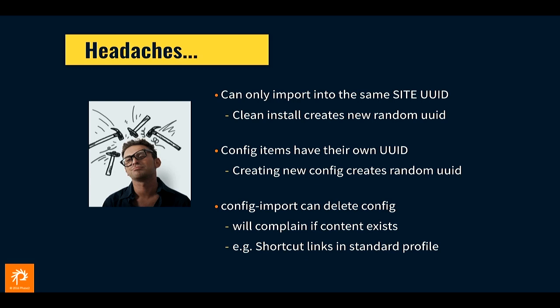Now what's really great is it doesn't actually tell you what entity you need to remove, so you don't know, is it a field, is it a content type, is it a paragraph, is it a view? It just says you have existing content, you must remove it. And then again, you're like, I just need to import the content. So that can be a problem.